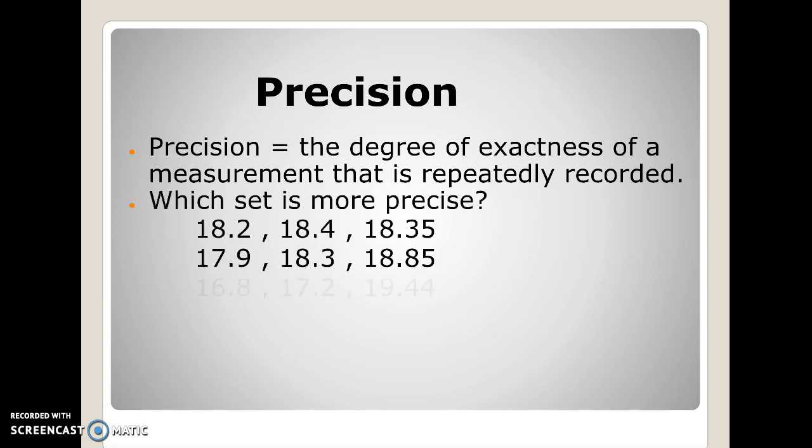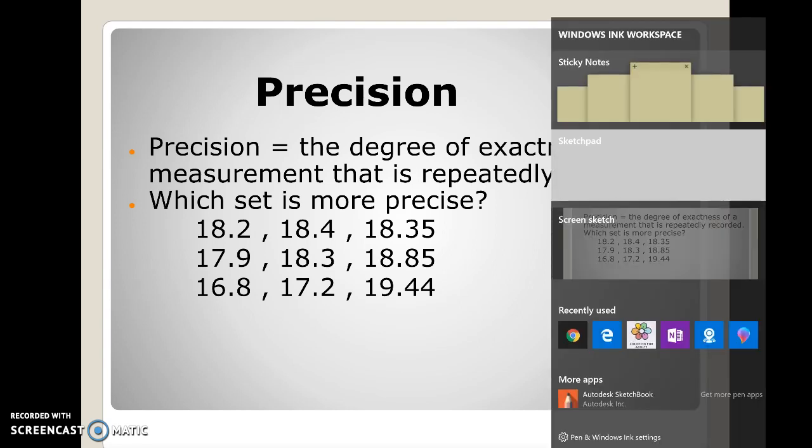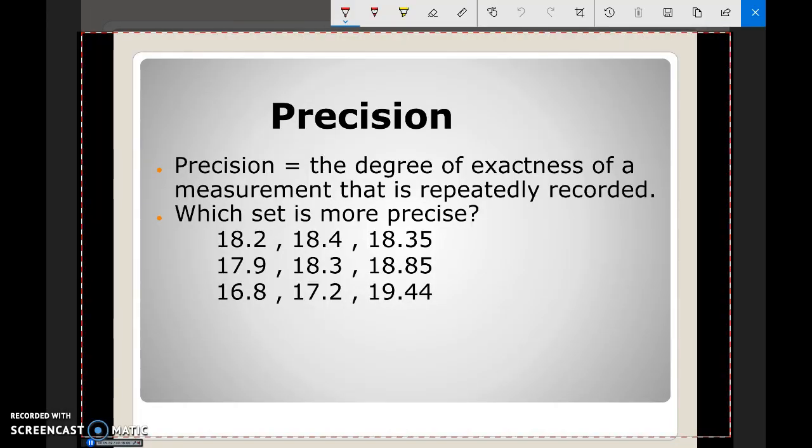So if we have these 3 sets, and you look at them, the question is, which set is more precise? So which one has the smallest spread? If you look at the numbers, the low number for the first one is 18.2, and the high number is 18.4. So the difference between the lowest and highest number is only 0.2.